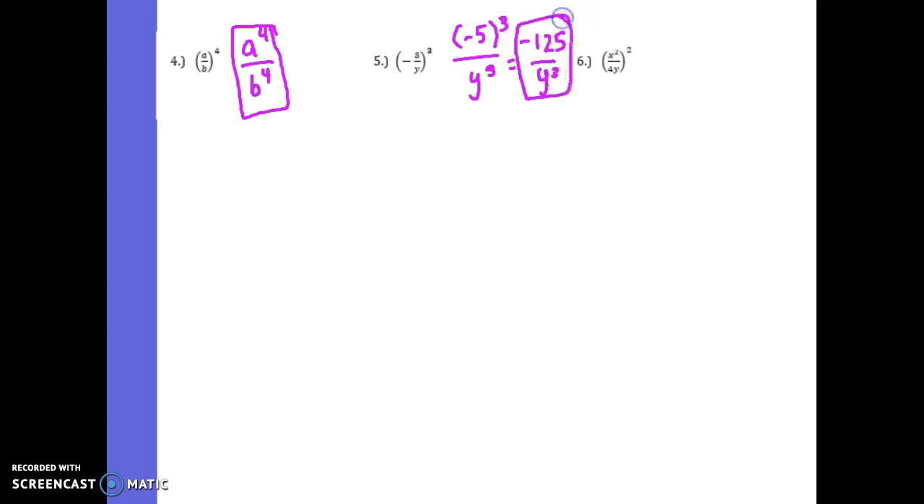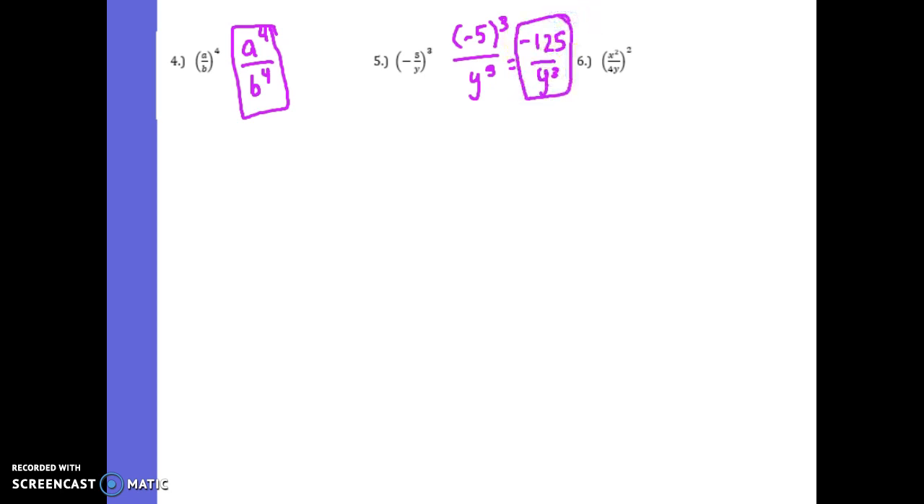Okay, number 4, if we had our numerator is a, it would be a to the 4th divided by b to the 4th. Okay, and we do it until we simplify as much as we can. We can't do anything there. Okay, number 5, here's a negative, so we're going to take -5 and we're going to cube it, divided by y cubed, and evaluate that exponent. We're going to end up with -125 divided by y cubed as our final answer.